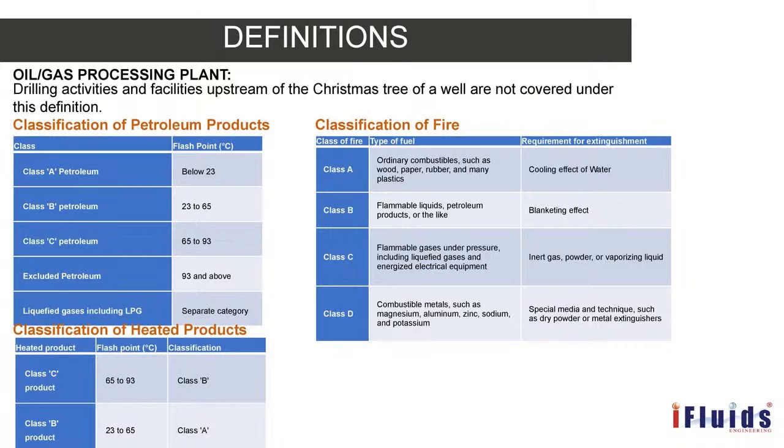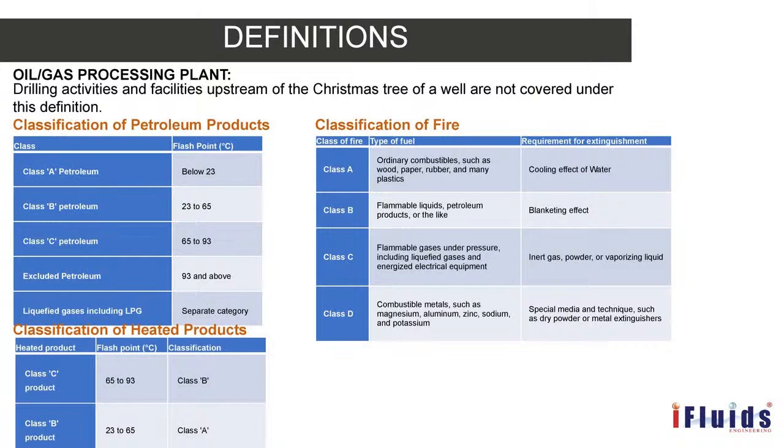And the second one is classification of fires. So what are all the fires which are classified under this definition? Class A fire: if it is a combustible material like wood, paper, rubber, and all those things, which requires a cooling effect, cooling water effect, to extinguish that kind of fire, those kinds of fires are classified as class A fire. And if it is a flammable hydrocarbon liquid, and if it requires a blanketing effect for extinguishment, then those kinds of fire are called class B fire.